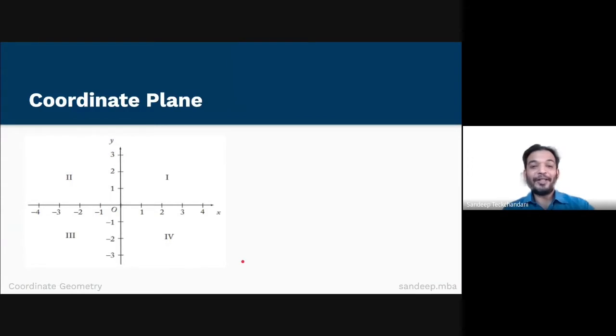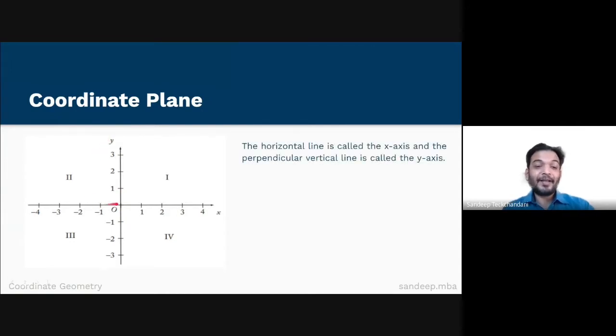So let's start with the coordinate plane. The figure shown over here is called the coordinate plane or the Cartesian plane. The horizontal line is called the x-axis and the vertical perpendicular line is called the y-axis. The point at which these two axes intersect, designated O, is called the origin. The two axes divide the plane into four quadrants. They are 1, 2, 3, and 4.